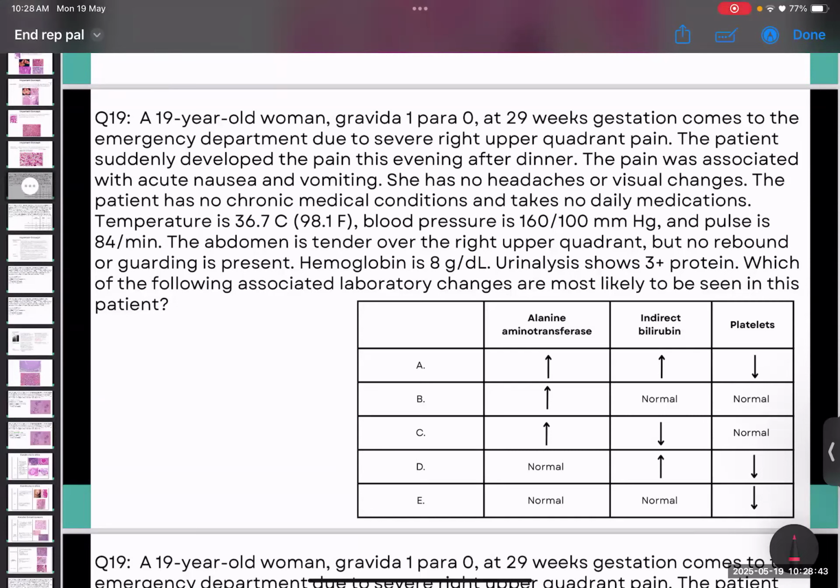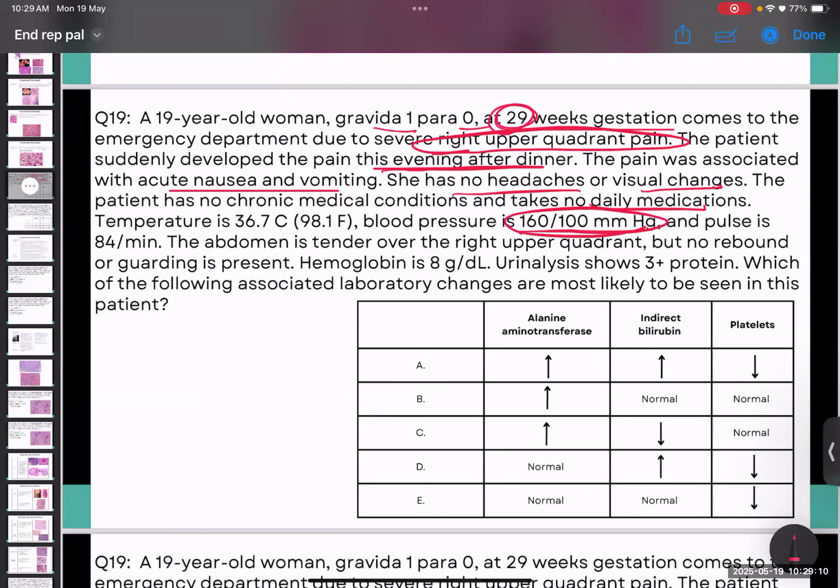We have a 19-year-old woman who's a gravida 1, para 0, at 29 weeks of gestation. She comes to the emergency department because of severe right upper quadrant pain. The patient suddenly developed the pain this evening after dinner. The pain was associated with acute nausea and vomiting, and she has no headaches or visual changes. She has no other chronic medical conditions, no medications, and her blood pressure is very much elevated: 160 over 100.